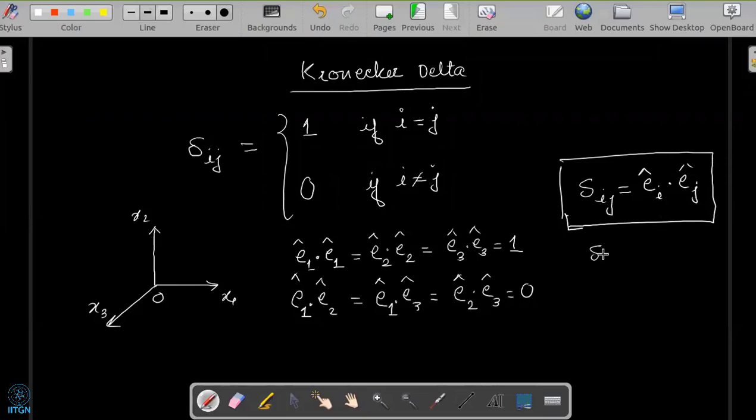So the Kronecker delta 1 1 should be equal to 1. If it is 2 2 also it is 1. If it is 3 3 then it is 1. It will give this from this expression. Otherwise, you will get the other term when i is not equal to j. This is very important, and in many mathematical expressions we will use this Kronecker delta to make our life simpler.